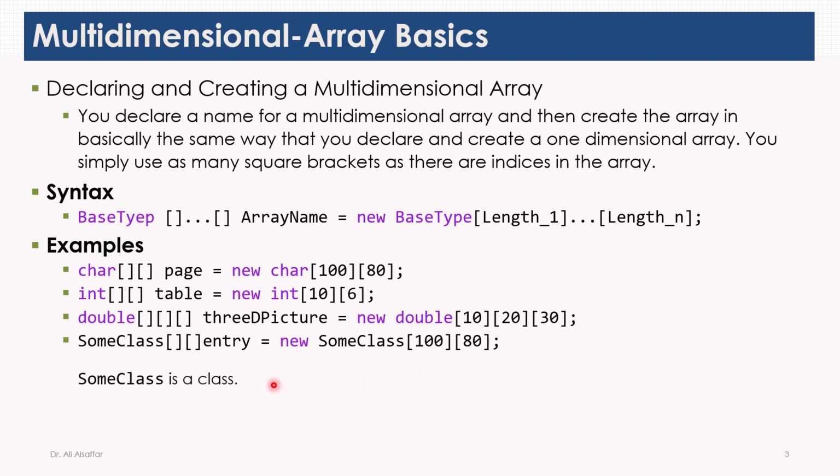Finally, an array of a class-based type, some class, user-defined or a string. Here again, we have an array of two dimensions. You can represent it as a tabular form, number of rows 100 and number of columns 80, but each entry in the array is in fact an object of some class type. So here we are assuming that some class is in fact a class. It's not a primitive data type.